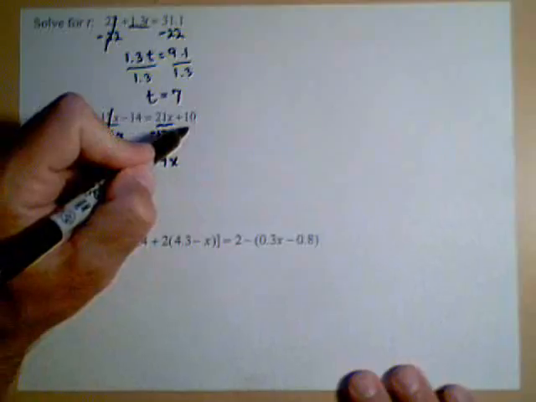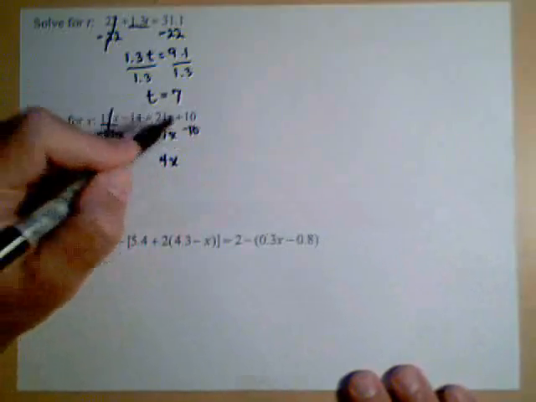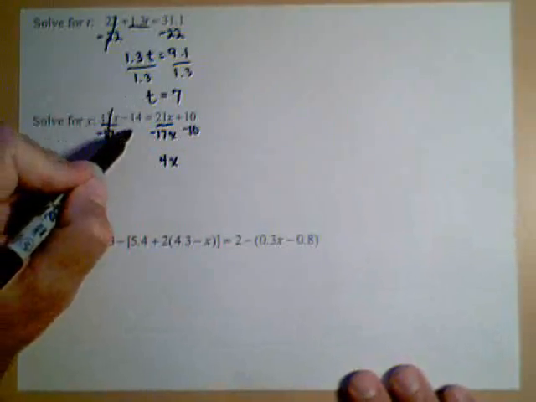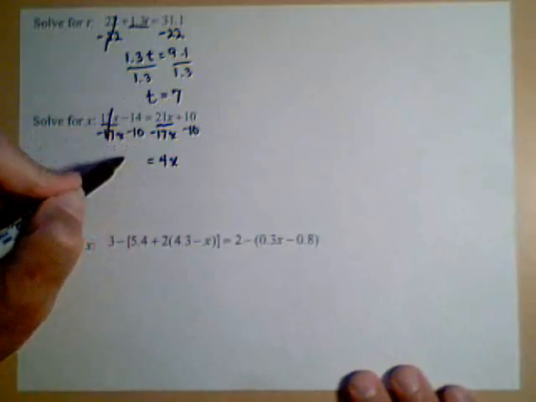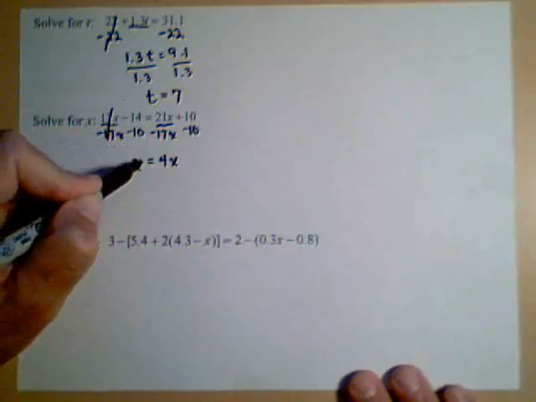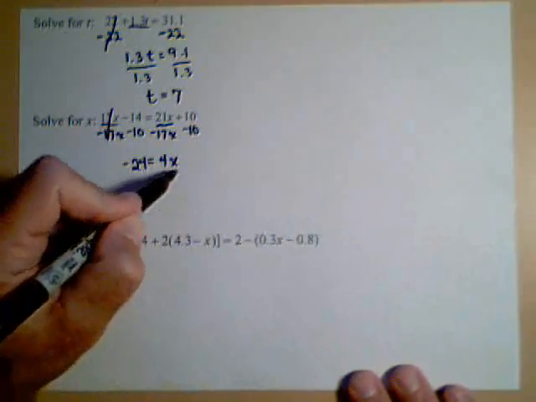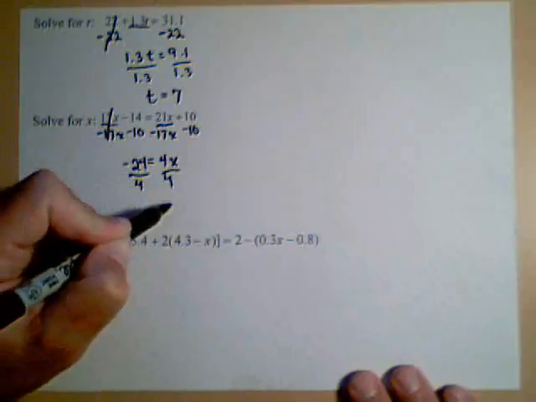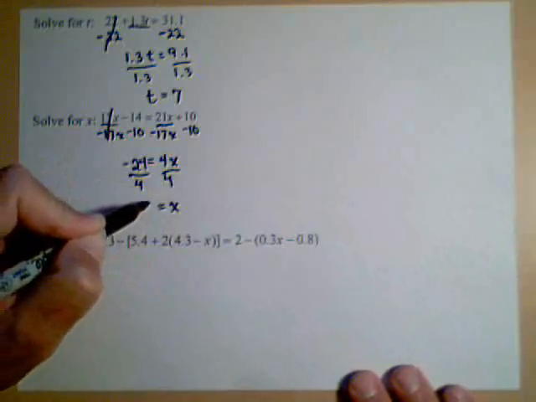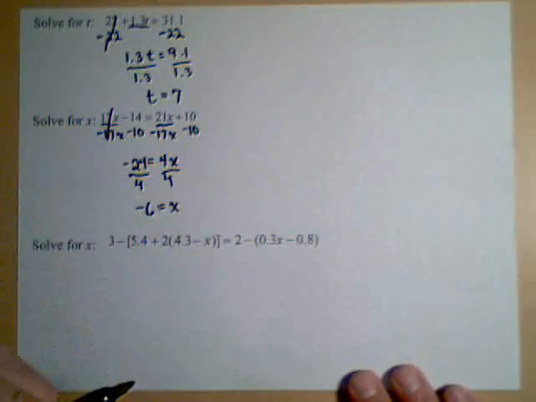Moving over to the other side, I'm going to subtract 10, because I want to bring the 10 over here. Subtract 10, and that gives me 4x equals negative 24. Again, last step is to divide, and we get x equals negative 6. Once again, we can check by plugging that back in.